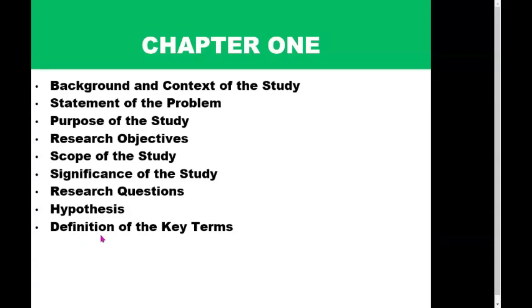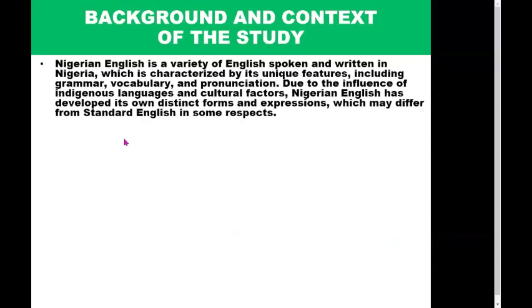Then the last item is definition of the key terms. Now let's look at all these items one by one, beginning with background and context of the study. Now, what the background of the study does is that it provides background information. It shows the problem that has necessitated this research or this study. So it provides the background. Why should this study be embarked upon? Why should this research be made?